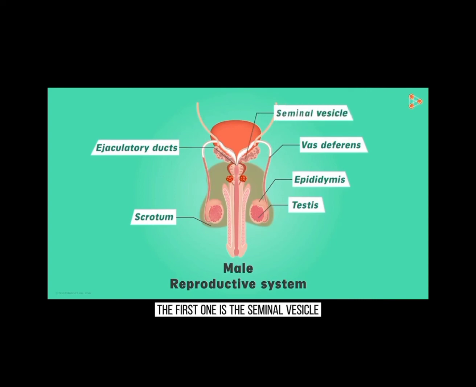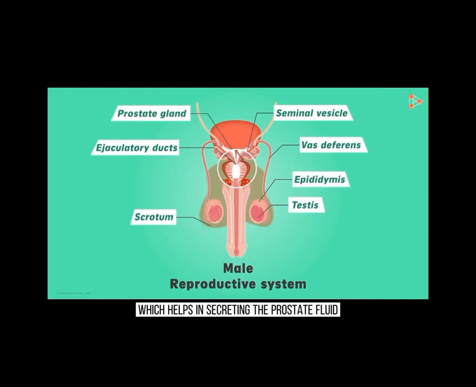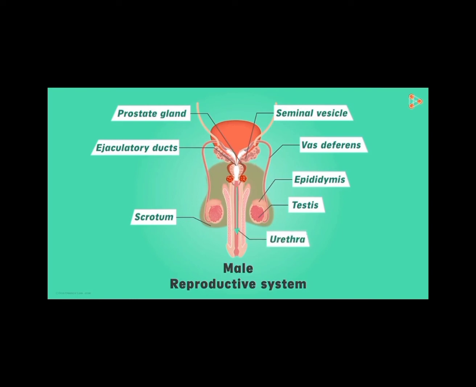The first one is the seminal vesicle. It secretes a fluid that helps in nourishing the sperms. Can you see this bulb-like structure here? It is the prostate gland which helps in secreting the prostate fluid. Now the sperms floating in the fluids reach the urethra, from where they can be released outside the body.